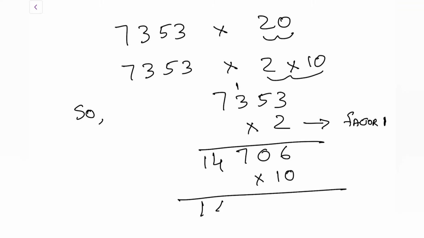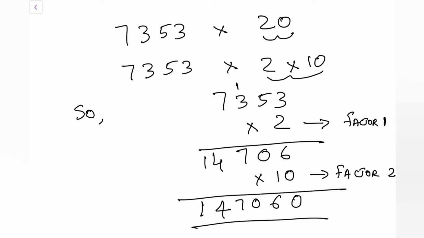That's pretty simple. 14706. This is where you multiply it with factor 2, and that becomes your answer. Alright, so this is another way to do multiplication. I hope you have understood how to multiply 3 and 4 digit numbers. You already learned how to multiply 1 and 2 digit numbers.